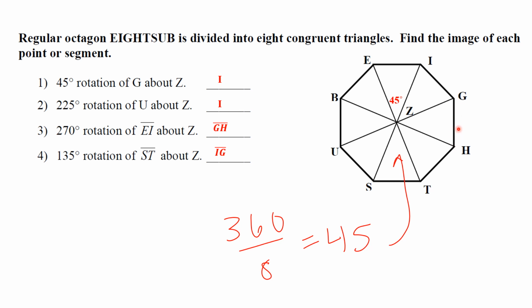That means that whole segment is going to go from here 6 places around to this GH segment right here. So same thing with segment ST. We're going from right here. 135 is 3 hops around the octagon. So we're going 1, 2, 3, and it ends up at this new segment right here, which is IG.